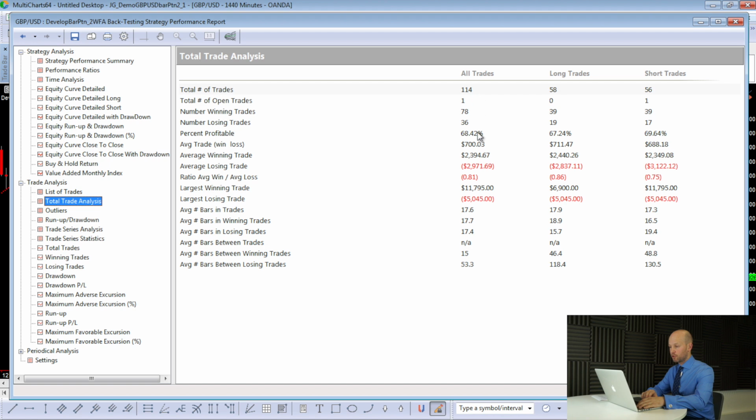Got 114 trades over the 10 years. Average trade is huge at $700. That's really good. Largest losing trade is 5,000. We probably had a 500 pip stop loss 1 year in there.